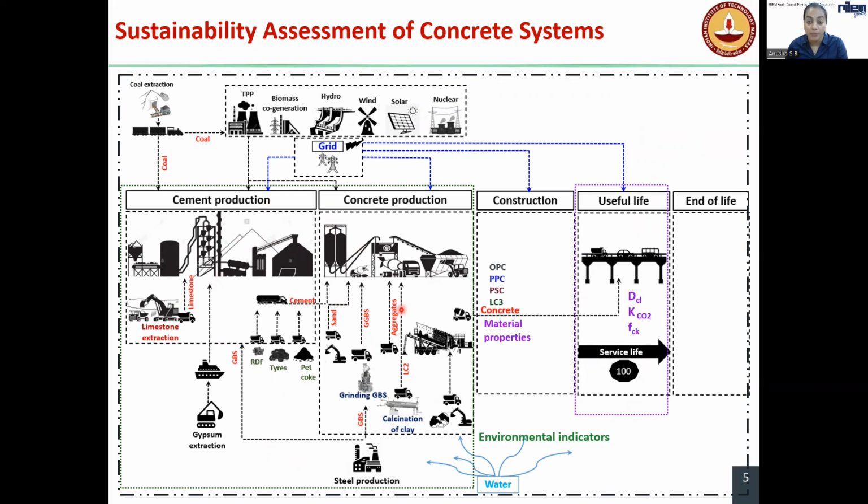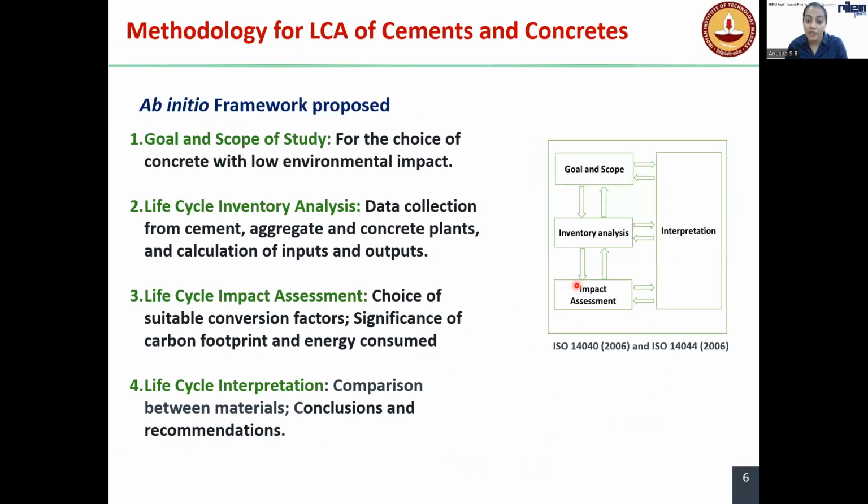As a second phase, if this concrete has to be used in a structure which has different material properties like strength, durability, etc., then how to choose these concrete mixtures based on sustainability parameters, which can be defined through sustainability indices. As a first part of the study, I conducted life cycle assessment based on an ab initio framework.